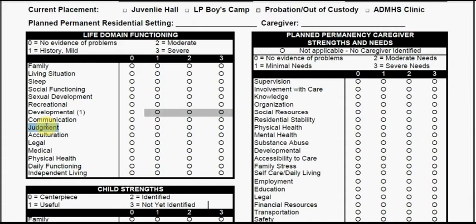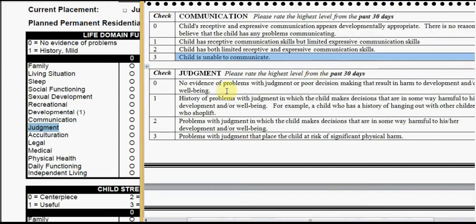The next item of the life domain functioning is judgment. In 0, there's no evidence of problem with judgment or with poor decision making that results in harm to the development or the well-being of the child. In 1, there's a history of problems with judgment in which the child makes decisions that are in some way harmful for his development and or for the well-being. For example, a child who has a history of hanging out with other children who shoplift. In 2, there's problems with judgment in which the child makes decisions that are in some way harmful to his development or well-being. And in 3, problems with judgment that place the child at risk of significant physical harm.